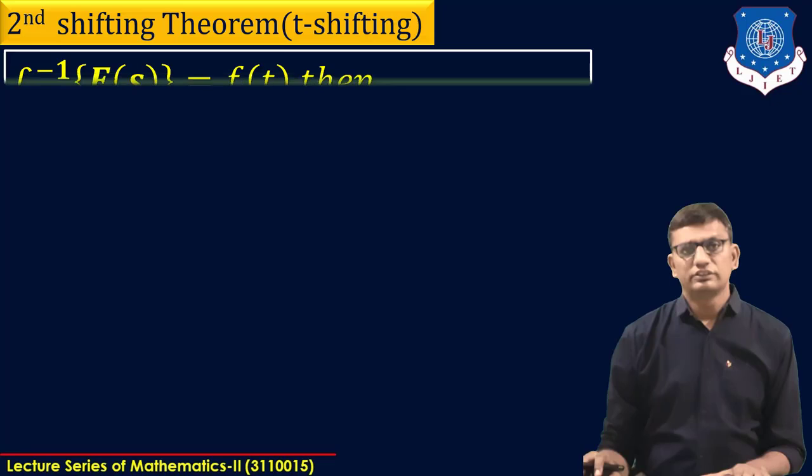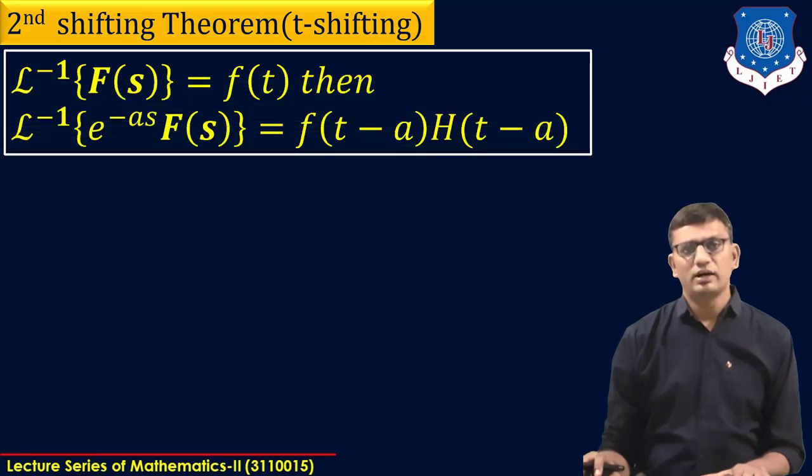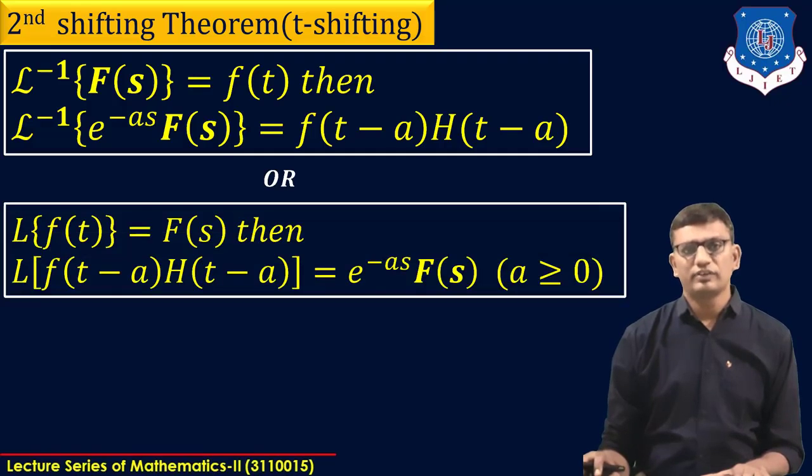Here the theorem is: L inverse of f bar s equals f of t, then L inverse of e raised to minus as f s equals f of t minus a h of t minus a. Or it can be rewritten as: Laplace of f of t equals f s, then Laplace of f of t minus a h of t minus a equals e raised to minus as f s, where f s is the Laplace of f of t for t greater than or equal to 0.